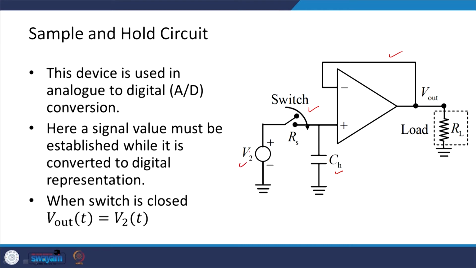Okay. So, when this switch is closed, basically at that time it is used as a buffer. So, whatever output you are getting is going to be the same as the input. So, V out is equal to V2.